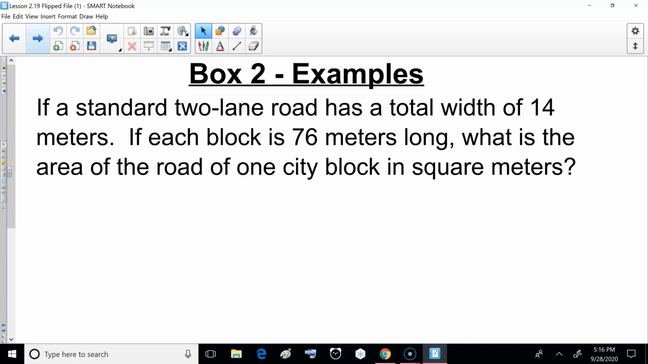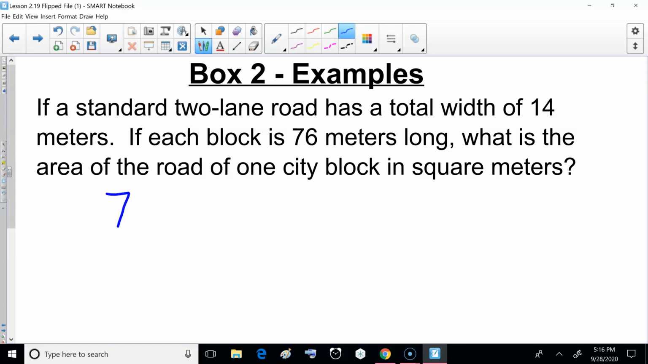If a standard 2-lane road has a total width of 14 meters, if each block is 76 meters long, what is the area of the road of one city block in square meters? So I'm picturing this highway, like I said, the total width of 14 meters. Each block is 76 meters long. What is the total area of one city block in square meters? I see this as a multiplication problem, and we're going to multiply.